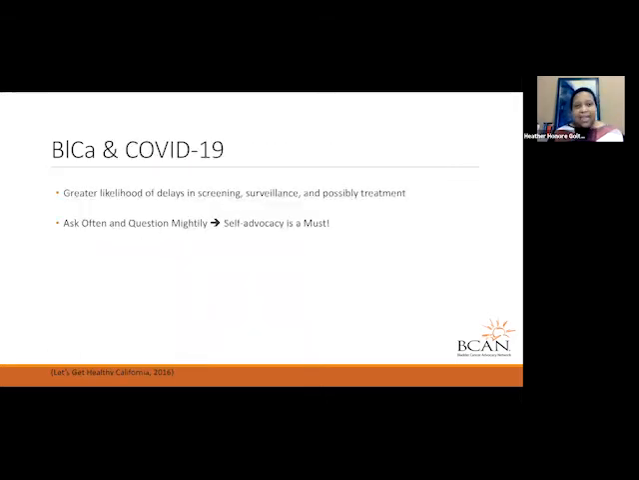I would be remiss in having this presentation without talking just a little bit about COVID. There have been studies broadly with cancer. We just published a paper not too long ago broadly about cancer, but we're certainly noticing this with bladder cancer too, where due to changes in clinic and hospital operating procedures, due to public health efforts related to distancing and limiting the number of people in spaces, the ways we have to clean equipment and so on, we are seeing a greater likelihood of delays in people screening, undergoing surveillance, and possibly treatment.